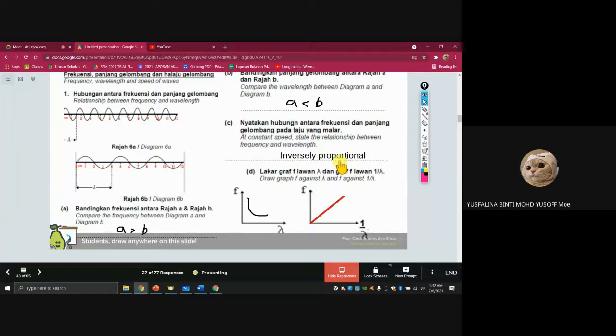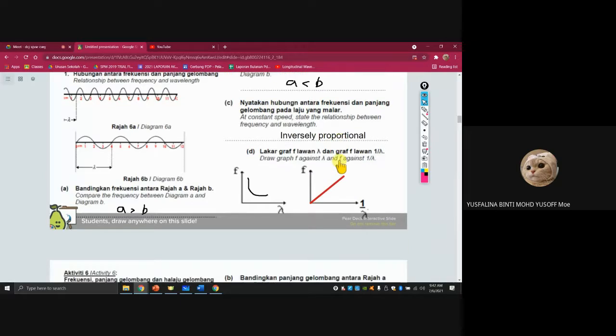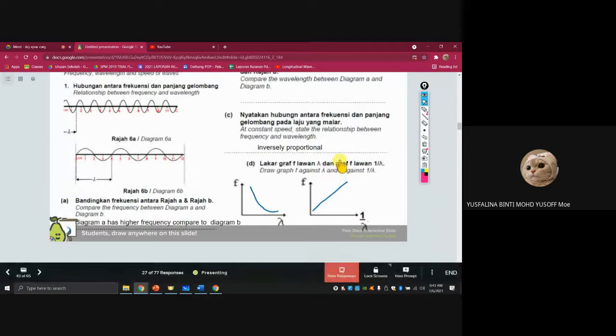For me personally, I like you to answer in sentence, because every year they keep changing the marking scheme. So in order to play safe, we put the complete sentence. So there's no way that we deduct your marks.